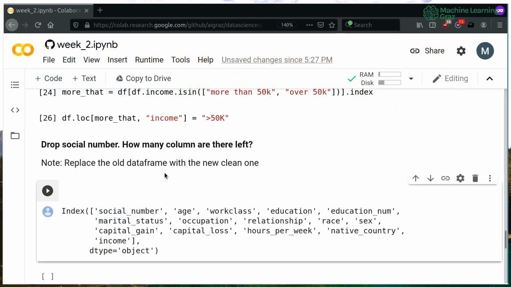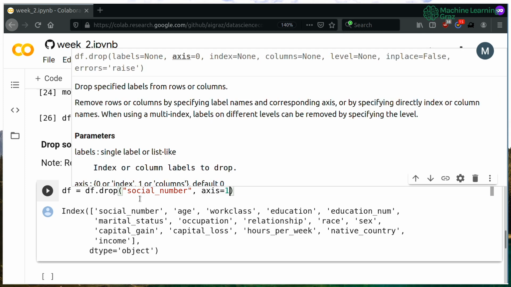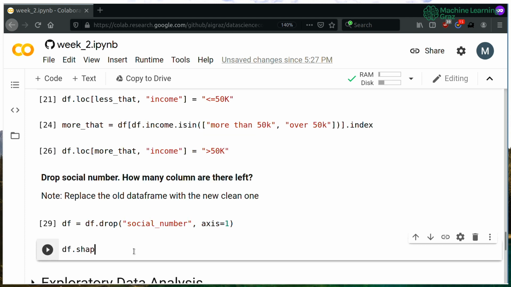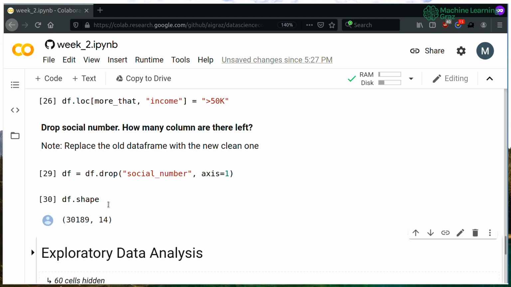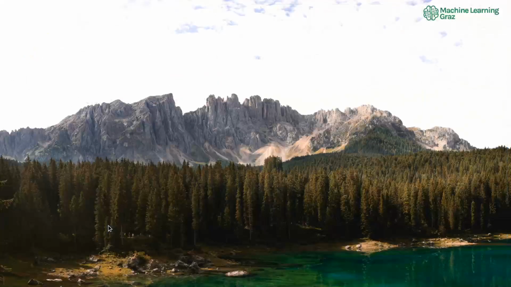Let's switch to the notebook, and it's df equals df.drop. Here in our case, it's social number. And we define axis 1 because it's a column. And then we write df.shape, and we get the number of columns, which is the second value, 14. Okay.